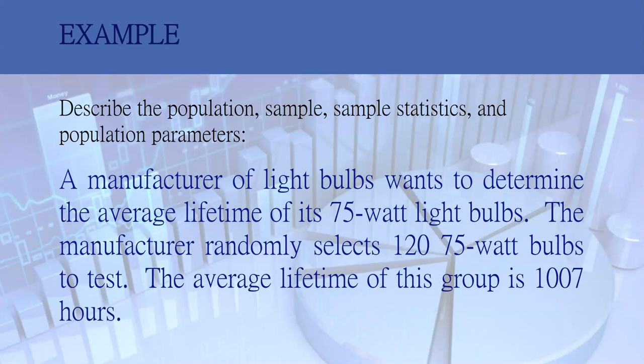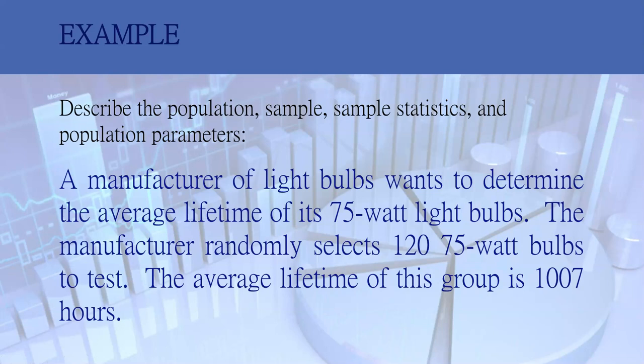So let's talk about the population first. The population is the entire set of everything that they're trying to study. In this case, they are trying to study their 75-watt light bulbs. So the population would be all of those 75-watt light bulbs that they manufacture. The sample is the piece that they randomly select to test on, which is the 120 that got picked to do this experiment. The sample statistics are the numbers that they gather from that sample. So from that 120 that they picked from, the average lifetime turned out to be 1,007 hours. Those are the sample statistics.